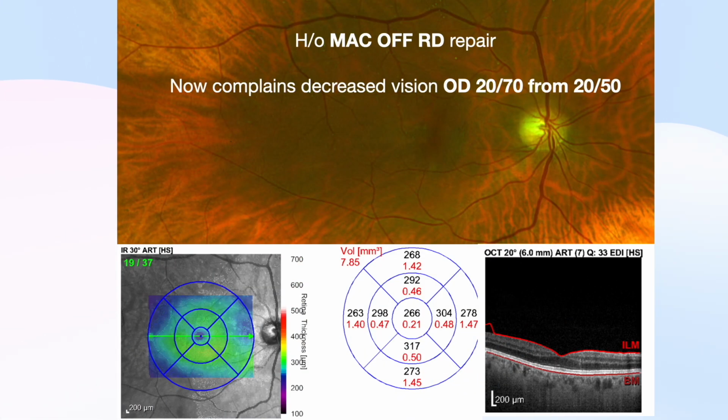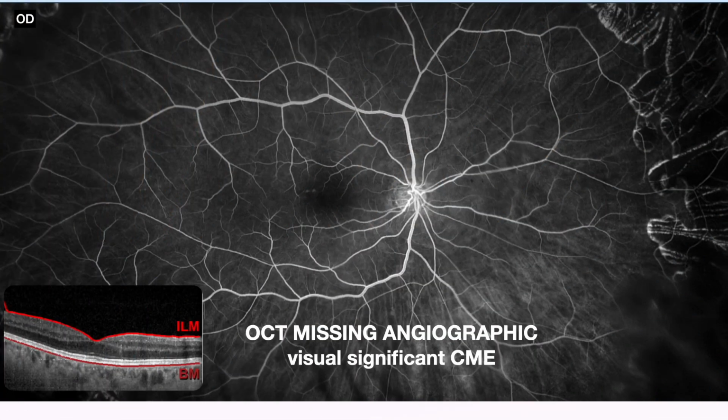This patient presented with decreased vision after repaired macula-off detachment. The patient had a normal OCT, but the vascular leakage is readily visible on fluorescein angiography.